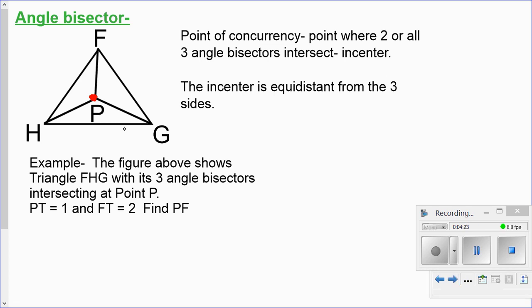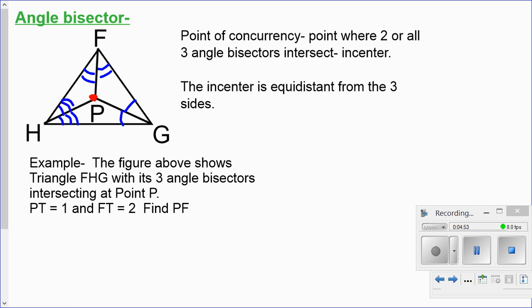So I'm going to go ahead and mark that. Okay, and then segment FP is an angle bisector for angle GFH. So I'm going to go ahead and mark that. And lastly, segment HP is an angle bisector for angle FHG.